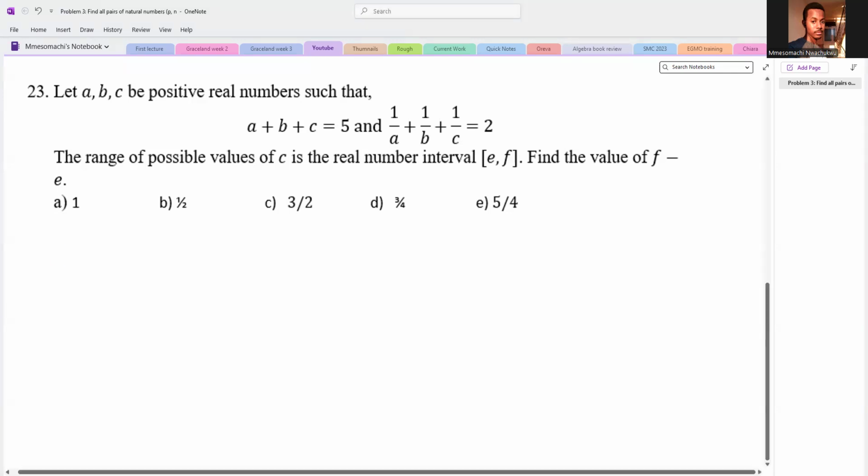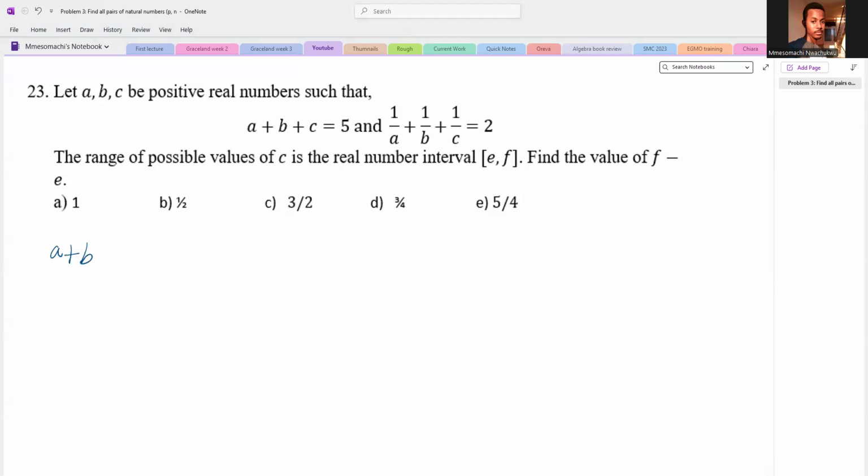Okay, so I'm going to rewrite these equations as A plus B equals 5 minus C, and 1 over A plus 1 over B equals 2 minus 1 over C. So the idea is we want to treat C as a constant.